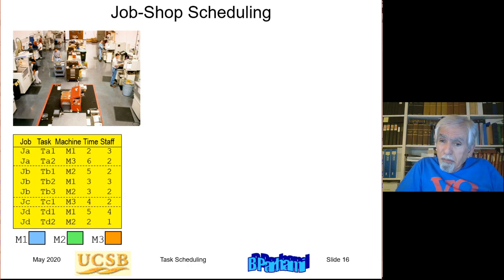And then each job has tasks. So for example, job A has 2 tasks, A1 and A2. Job B has 3 tasks, B1, B2, and B3. Job C is just a single task. And these have to be done in order. So job B, in order to perform job B, you have to perform task B1 first, then B2, then B3.